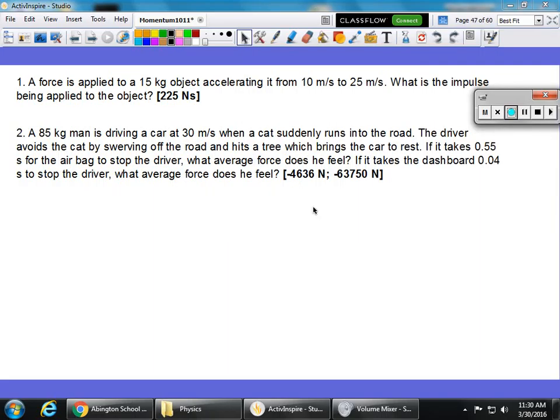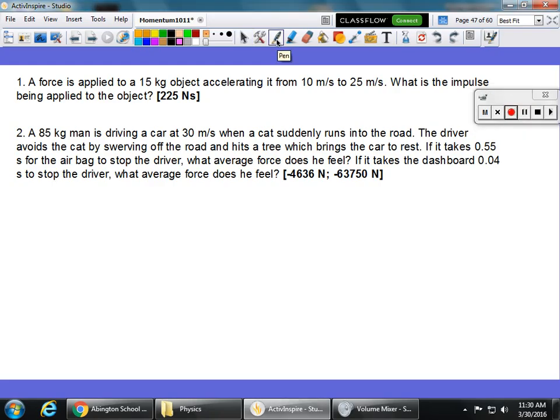I'm going to be going over the review problems involving conservation of momentum and the impulse-momentum theorem. Let's take a look at the first two questions from a review I have here. The first one asks about an impulse that's going to take place, and the second involves impulse and calculating force. Okay, so let's take a look at number one.